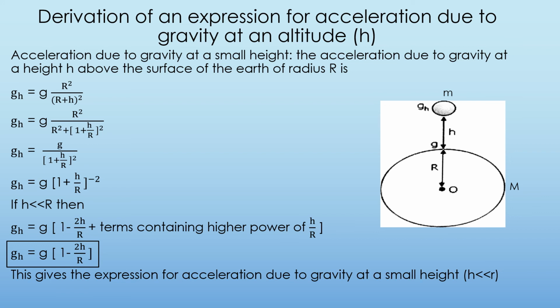If h is much less than R, then we can write g_h is equal to g into the bracket of 1 minus 2h by R plus terms containing higher powers of h by R. Neglecting those, the equation becomes g_h is equal to g into the bracket of 1 minus 2h by R. So this gives the expression for acceleration due to gravity at a small height where h is less than R.